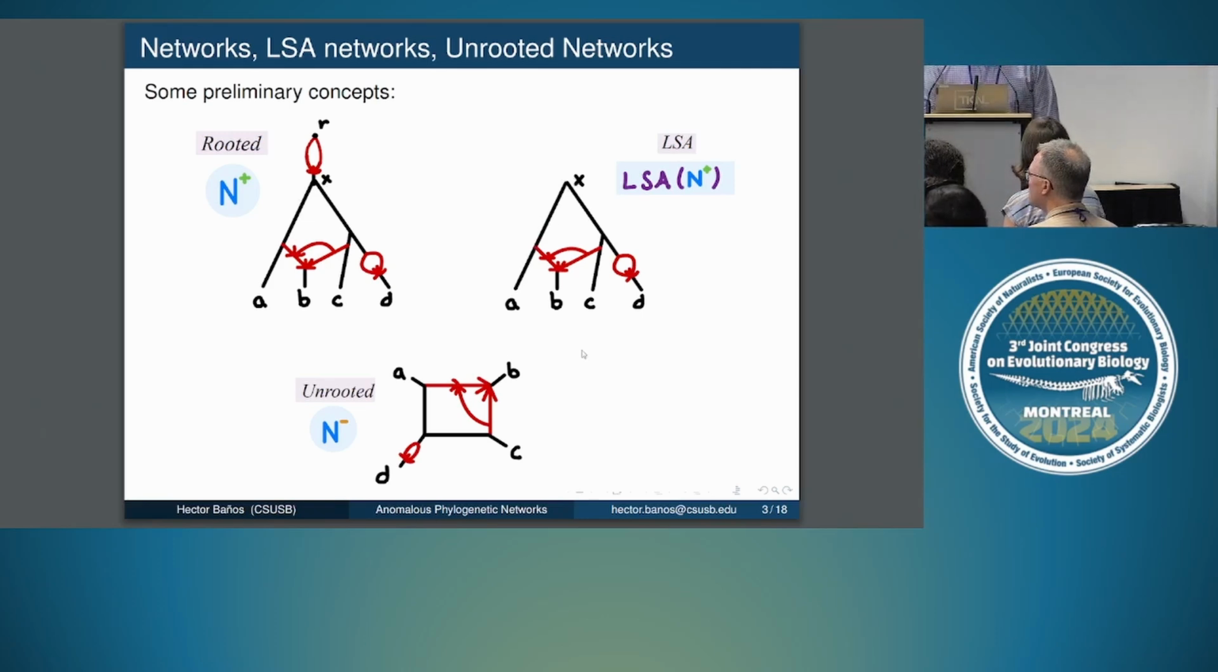And the unrooted network is obtained after ignoring the LSA and then undirecting all the black edges, but the red ones are still oriented. Now, this unrooted network can be obtained in several ways from different LSA networks. The LSA can be put in different places, but for example, I would not be able to put it in the terminal edge of B because that would be inconsistent, as that hybridization event would be contradicted.